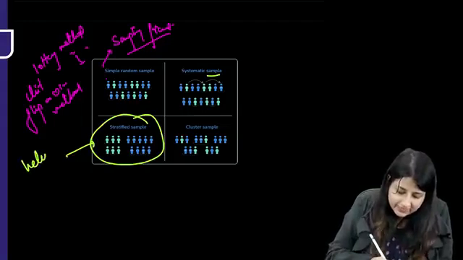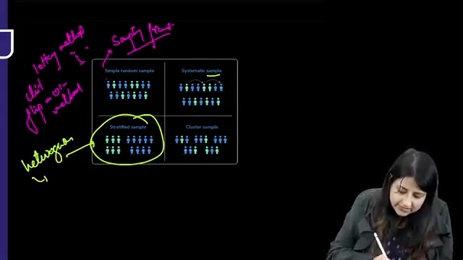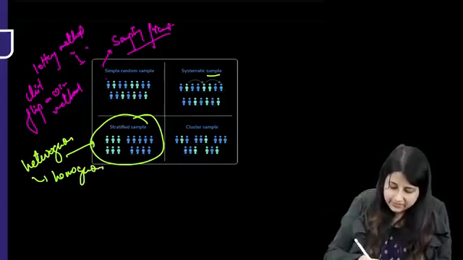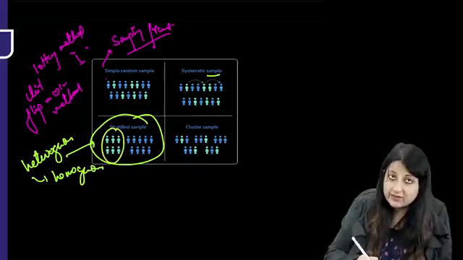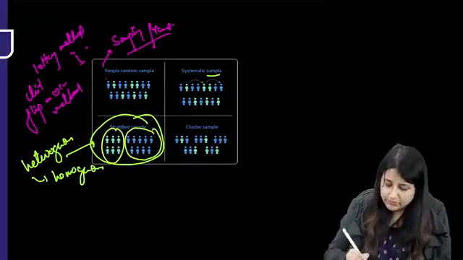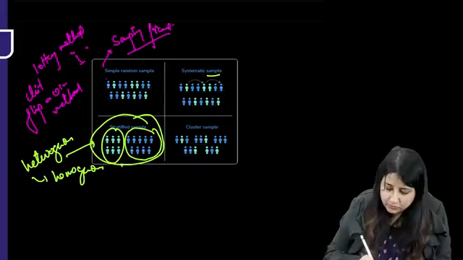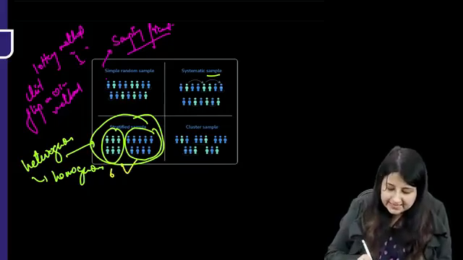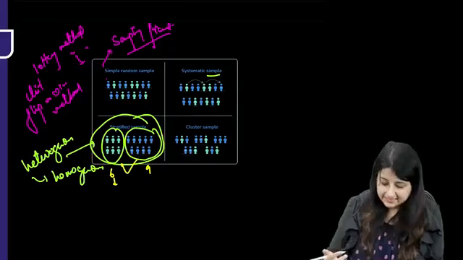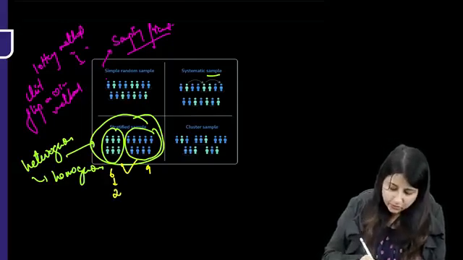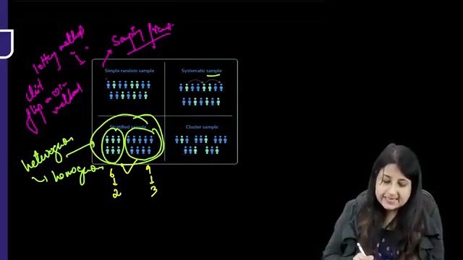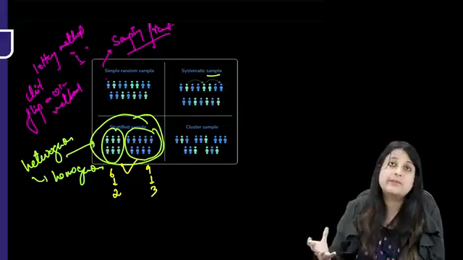In stratified random, we convert what? Heterogeneous into homogeneous. Can you see this? First there was a mix of population, then we converted it into a group of yellow and separately a group of blue. And then from each group, we can use a random method to take out participants. Like this has 6 people, this has 9. In the final sample, I can take 2 from here and 3 from here. That will be a true representative.